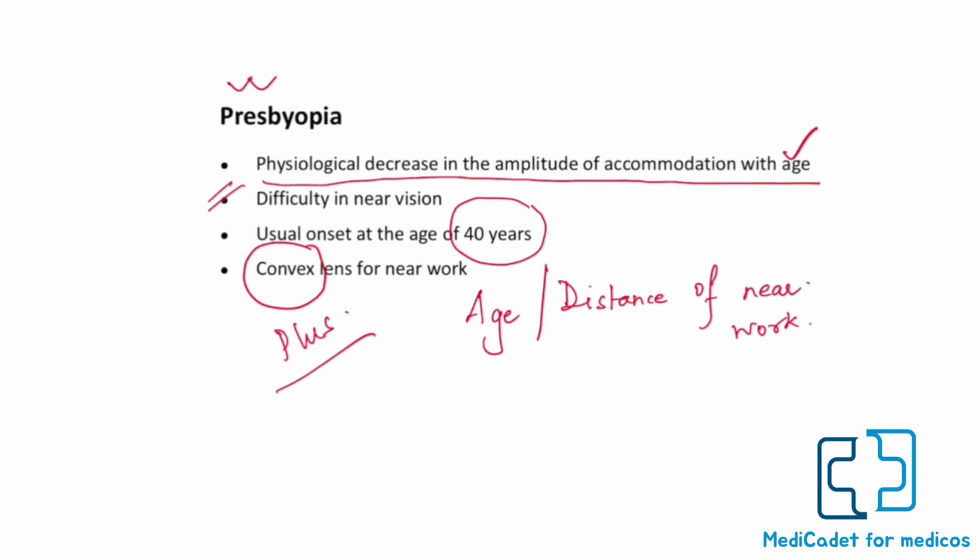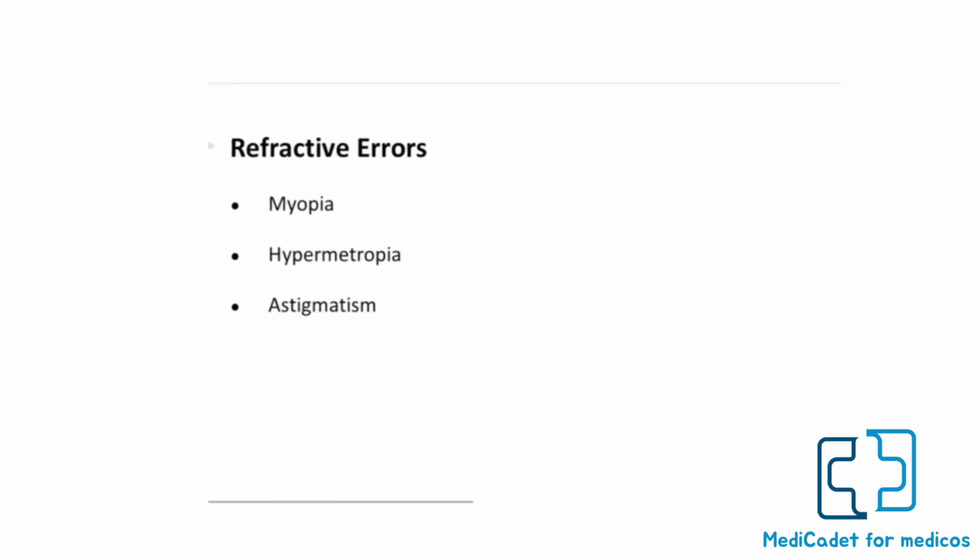So all this that we have discussed till now, this is physiological. Now I am coming to the optics of the refractive errors. So what are the refractive errors? I think all of you know this. The major refractive errors are these. They are myopia, hypermetropia, and astigmatism. So myopia, hypermetropia, and astigmatism.